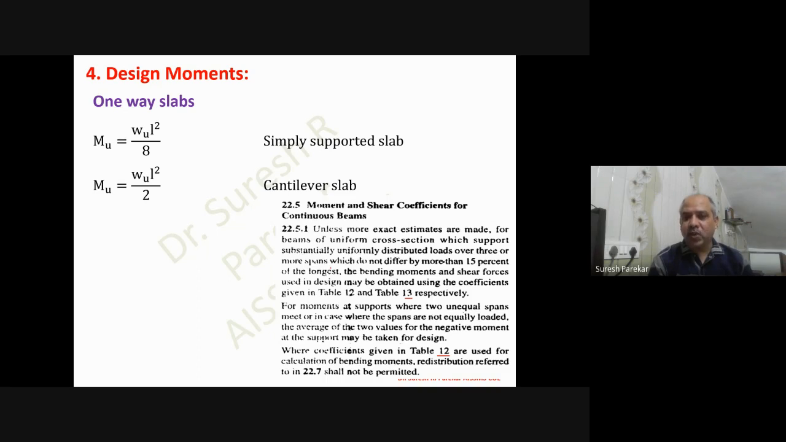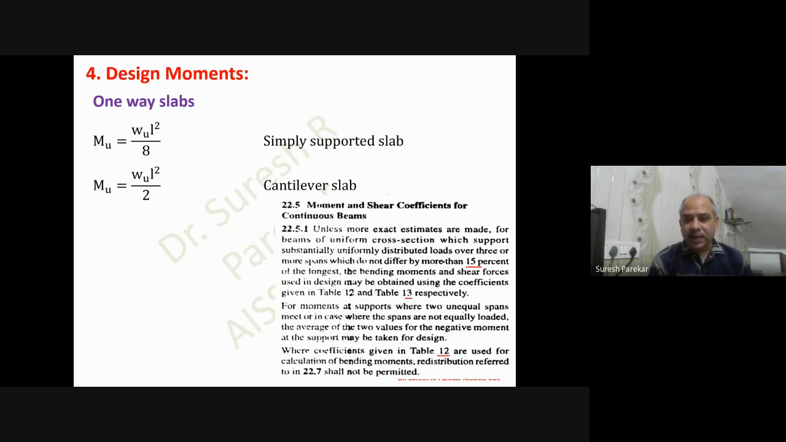So first criteria, we should have minimum 3 or more than 3 spans, which do not differ by more than 15% of the longest. We should be very careful. Shorter should not be less than 0.85 into longer span. The bending moment and shear force design may be obtained using these tables.